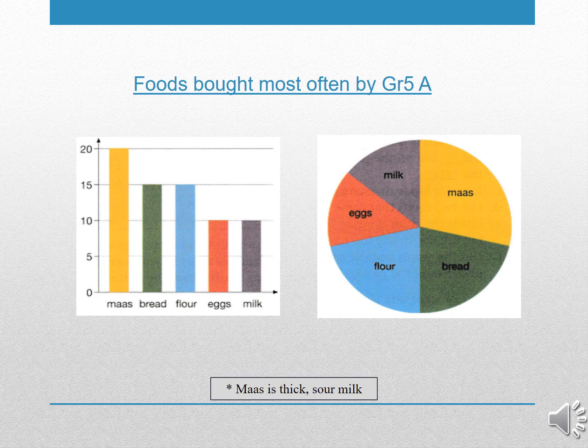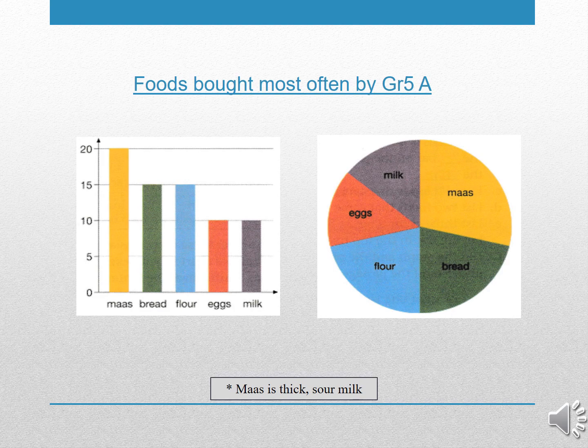The bar graph also has numbers attached to it. We can see that Mars has 20 kids that bought this product, bread 15 kids, flour 15 kids, eggs 10 kids, and milk 10 as well.